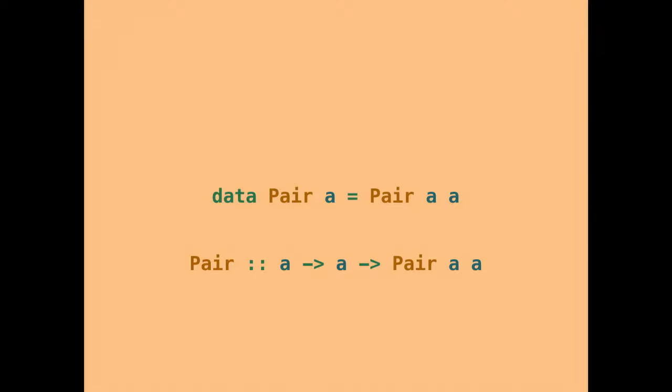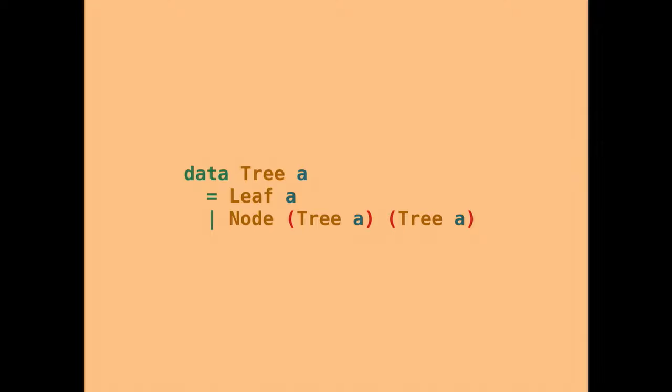We can also combine and or, products and sums, by nesting things. So here is a simple binary tree. It's either a leaf, which contains an A, or it's a node that contains two trees. All right, so it's a recursive data type. And this A thing is a type variable, again. So this is a generic type. It's not specified what the type is of the values that we put in the leaf. It could be anything. All right, so tree of int is an example of a concrete type.